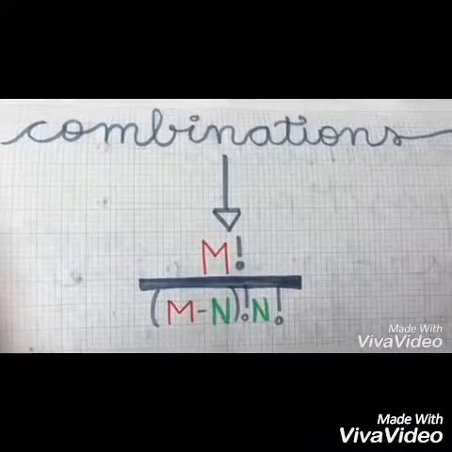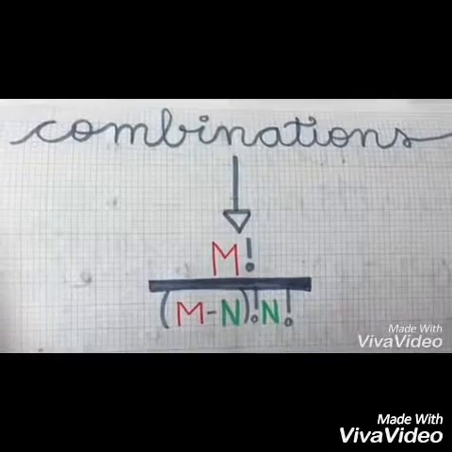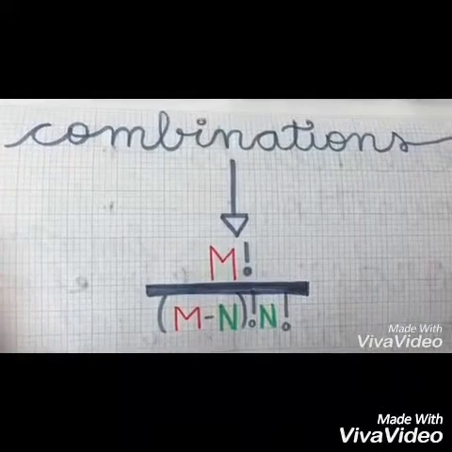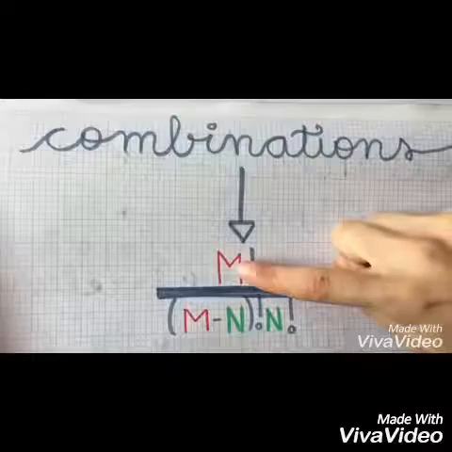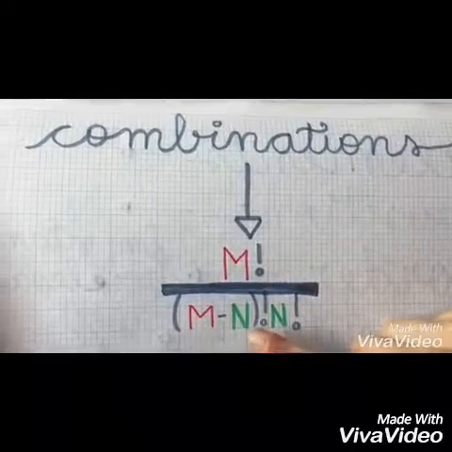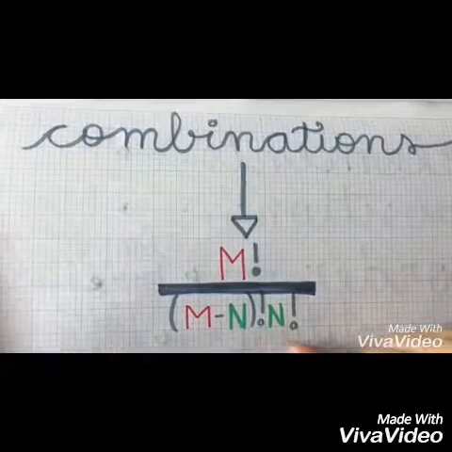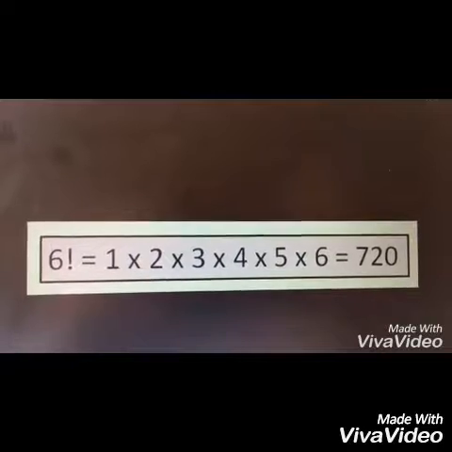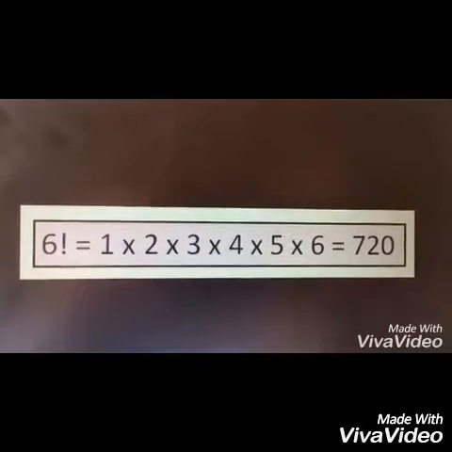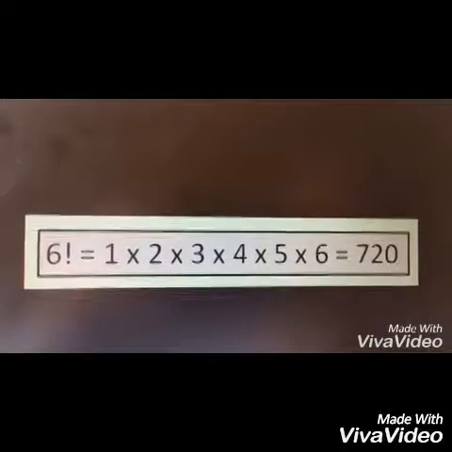When the order isn't important, we will use a combination, which consists of dividing the factorial of m by the factorial of the subtraction of m and n, multiplied by the factorial of n. The factorial is the product of a number and all the previous ones.